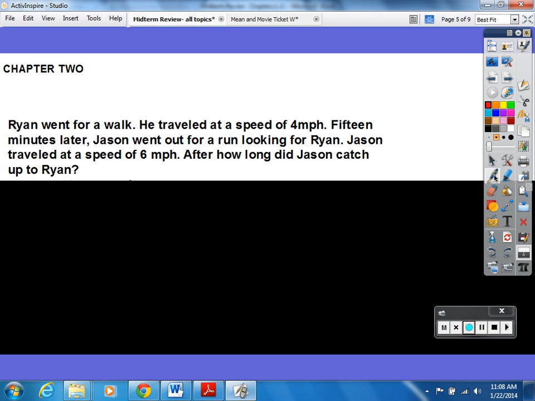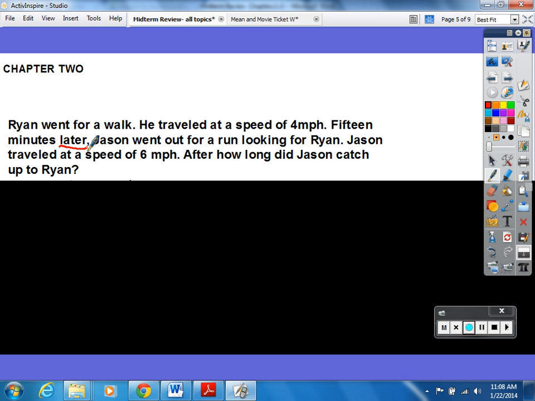So here we go. Ryan went for a walk. He traveled at a speed of 4 miles per hour. 15 minutes later, Jason went out for a run looking for Ryan. Jason traveled at a speed of 6 miles per hour. After how long did Jason catch up to Ryan?